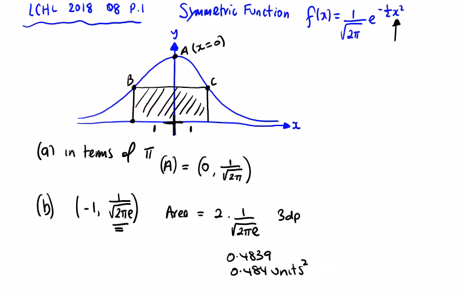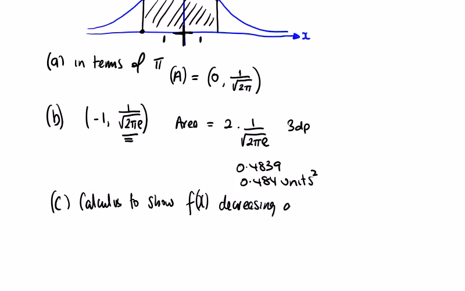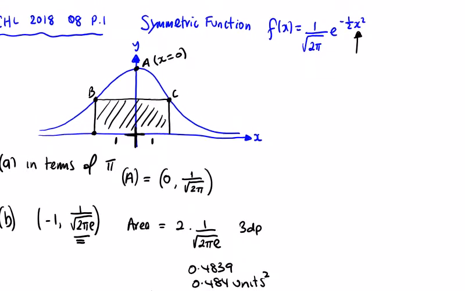Part C, we're asked to use calculus to show that the function is decreasing at C. So we will have to show that f prime x is less than 0 for this to be the case. So just write f of x down again.